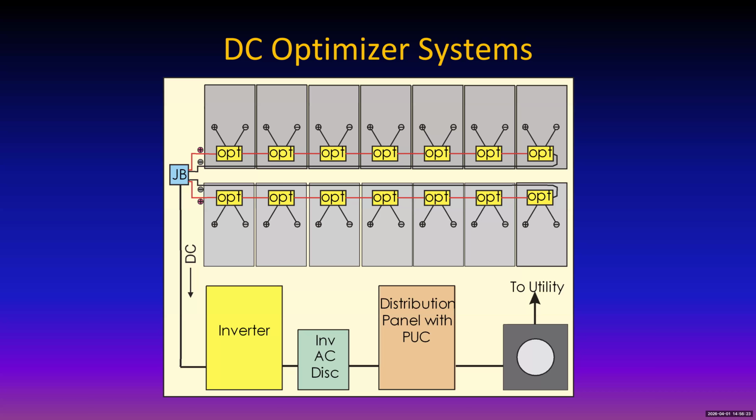They feed DC to the inverter, which converts it to AC and runs it through a disconnect to a distribution panel, and the PUC means point of utility connection. If the utility needs to shut you down, they flip that switch. If somebody wants to do some maintenance on the inverter, it's going to have a built-in DC disconnect switch that will shut down the optimizers.